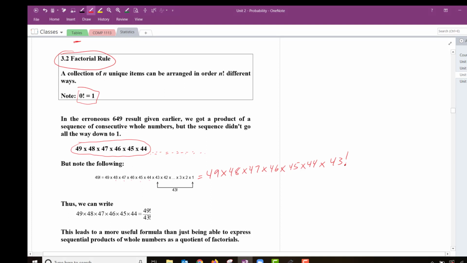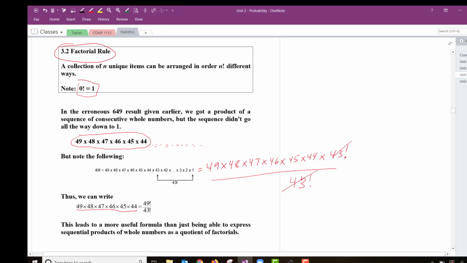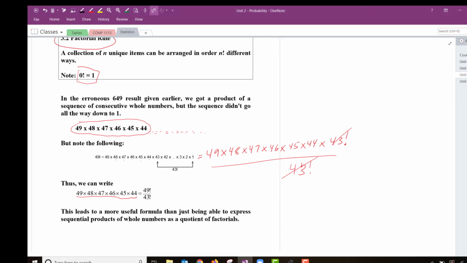So if we take our lottery example, if we want to know what 49 down to 44 is, we can just divide 49 factorial, divided by 43 factorial, and we're left with what we want. This is a formula for permutations. This is the number of ways of picking 6 items from 49 when they're all distinct and the order of them does not matter.